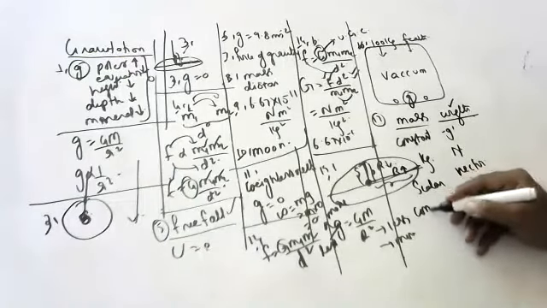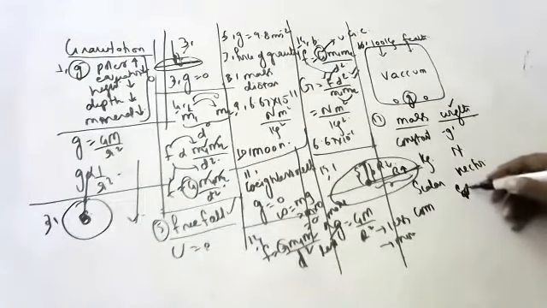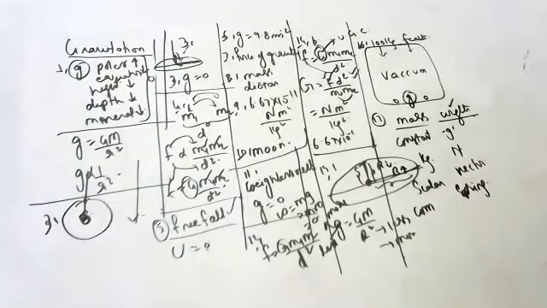Mass is measured by a common balance. Weight is measured by a scale, a spring balance.